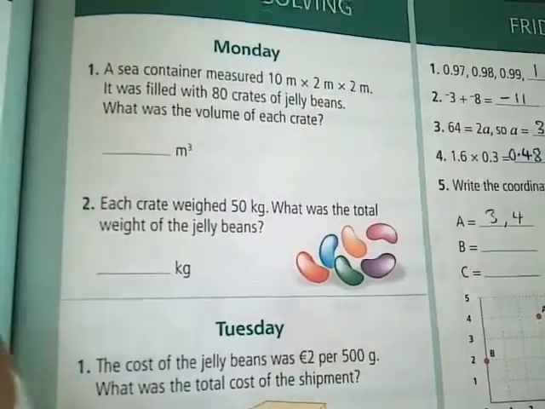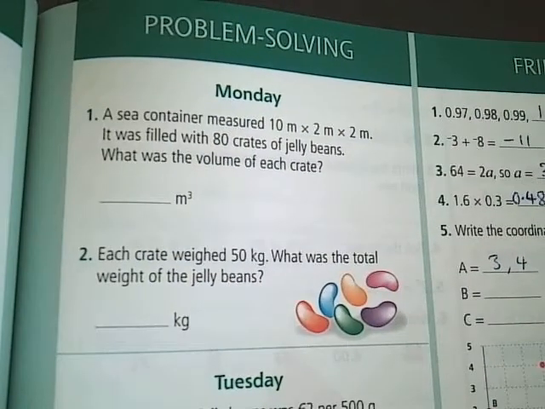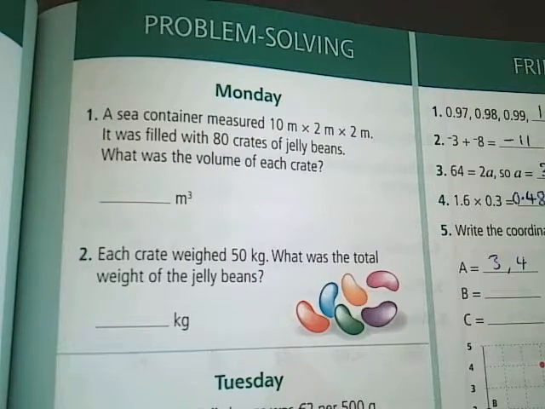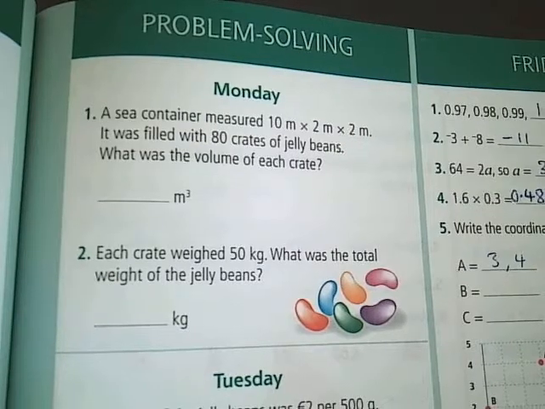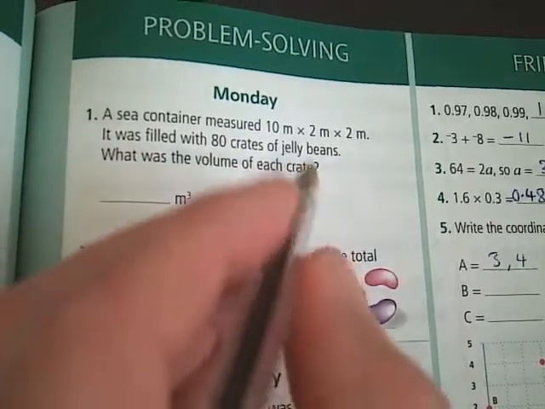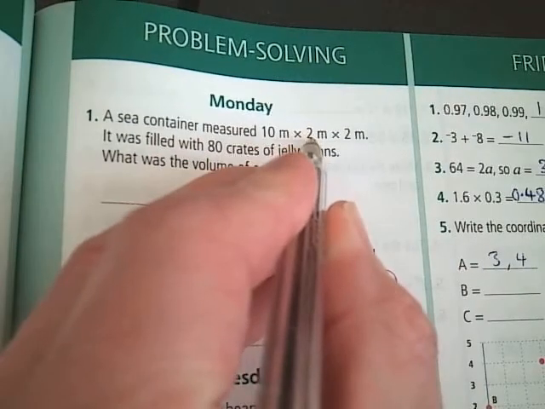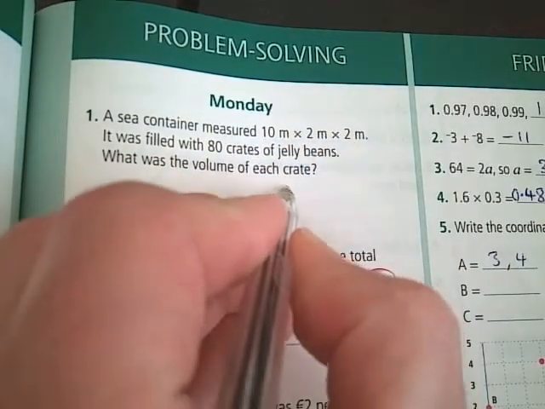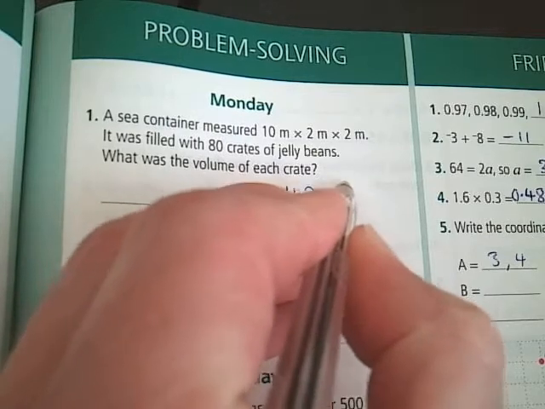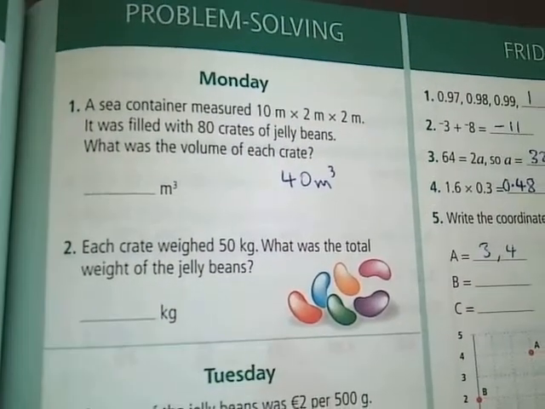And problem solving. Oh yeah. A sea container measured 10 meters by 2 meters by 2 meters. It was filled with 80 crates of jelly beans. Can you imagine it? What was the volume of each crate? Right, okay. So the sea container is 10 meters by 2 meters by 2 meters. 10 by 2 is 20. Multiplied by 2 is 40. So that's 40 meters cubed is the whole container.